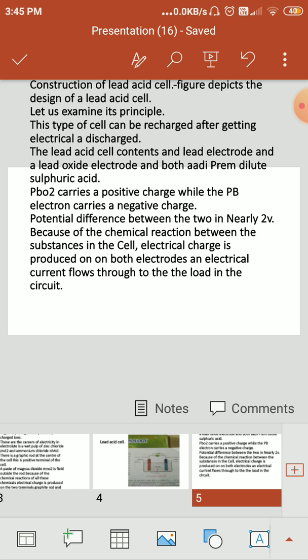We place them into a glass tub filled with H2SO4 solution. This H2SO4 solution acts as the electrolyte, and the two rods have a positive and negative terminal with a potential difference of 2 volts. Because of the chemical reaction in the cell, electric charge is produced on both electrodes, and electric current flows through the load in the circuit. This kind of cell has the capacity to deliver large current. Hence, lead acid cells are used in cars, trucks, motorcycles and uninterrupted power supply, UPS.